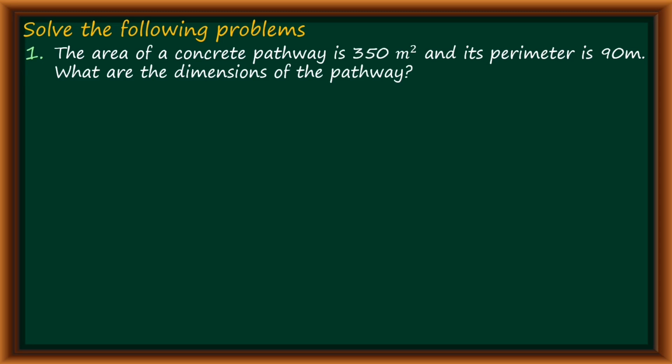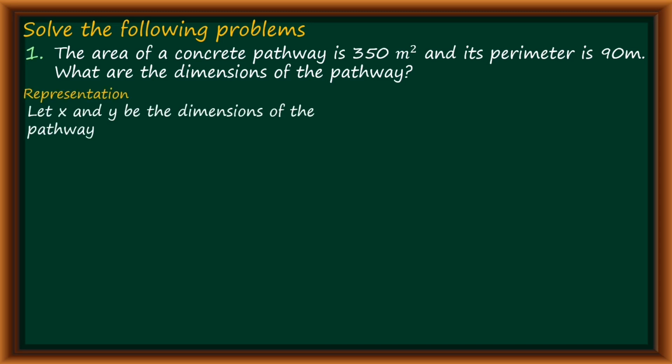Number 1. The area of a concrete pathway is 350 meters squared and its perimeter is 90 meters. What are the dimensions of the pathway? Let us have now the representation. We let the variables x and y be the dimensions of the pathway. So from here, we have the area, which is x times y is equal to 350.